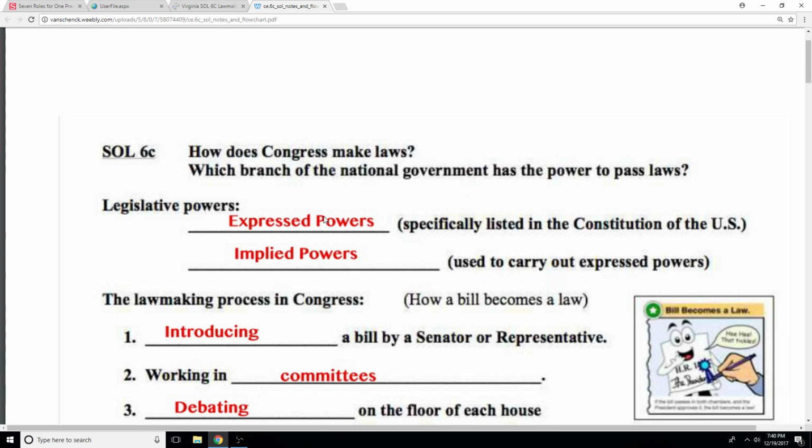I know that Congress has the ability to impeach. It says so in the Constitution. It's express power. I know Congress controls money. It says so. It's in the Constitution. All right. Now, implied powers are where they kind of stretch that wording. It's where you see it says used to carry out express powers, or it might say just the opposite. It's not specifically listed in the Constitution of the United States.